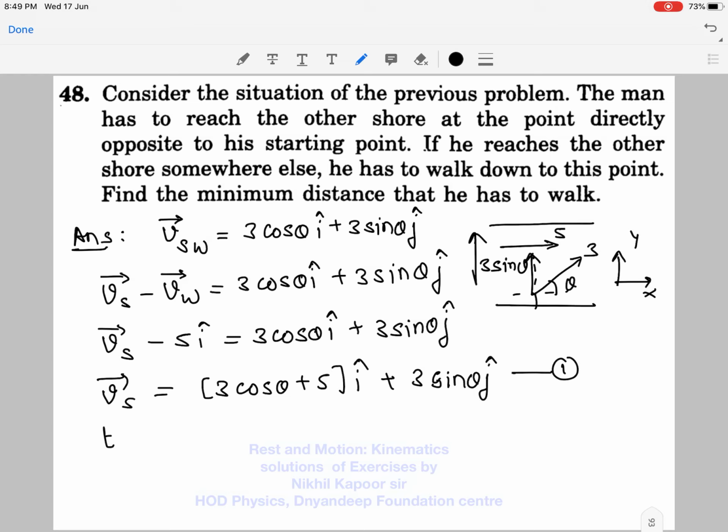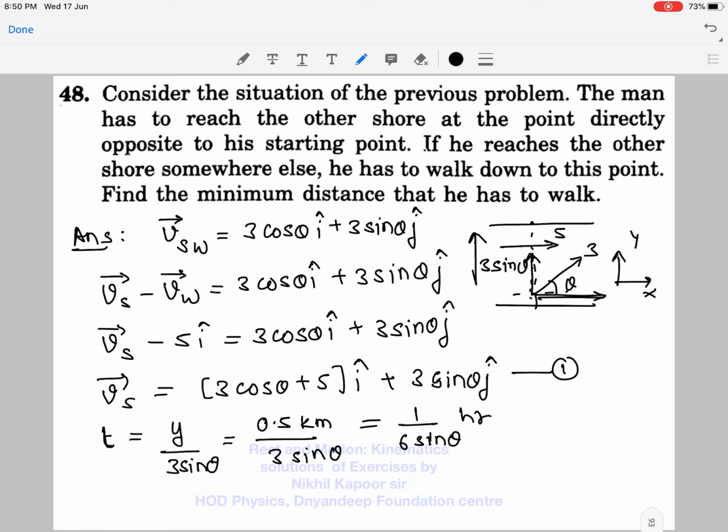So time taken to cross the river will be equal to distance in y direction upon speed in y direction, which comes out to be 500, but this is all in kilometers, so I will take 500 meter as 0.5 kilometer upon 3 sin theta. So this is 1 by 2, so it is 1 upon 6 sin theta in hour. Okay, so as the swimmer takes this much time to cross the river, but swimmer is also having velocity in x direction, so finally the swimmer will drift here.